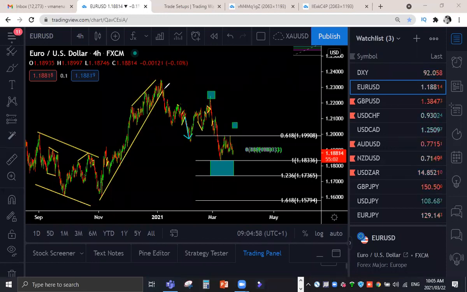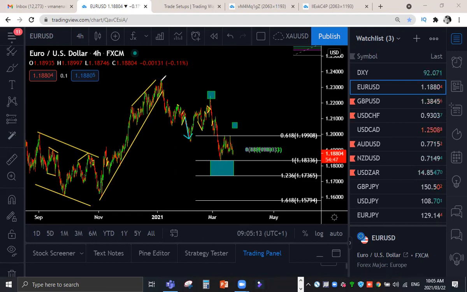So what we could get here is that this could be even more corrective. You get this as a double, gets up to the 50% of the overall move. So let's just watch this. For now, it's just going sideways. There isn't really much you can do about this structure right now.